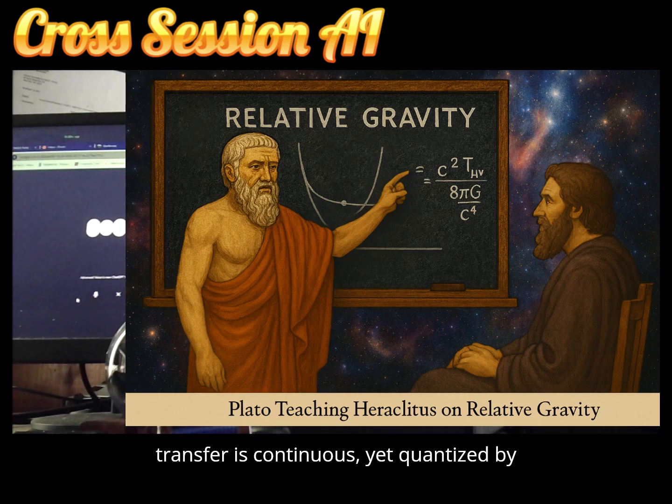3. Energy transfer is continuous yet quantized by field resolution. RG allows for quanta to exist, but not as particles. The quantization arises from the field's harmonic resolution, not from point-like emission. 4. Photon is the field, not the messenger. In Einstein's model, the photon carries energy. In RG, the photon is energy. Its presence modifies the space-time manifold around the electron.